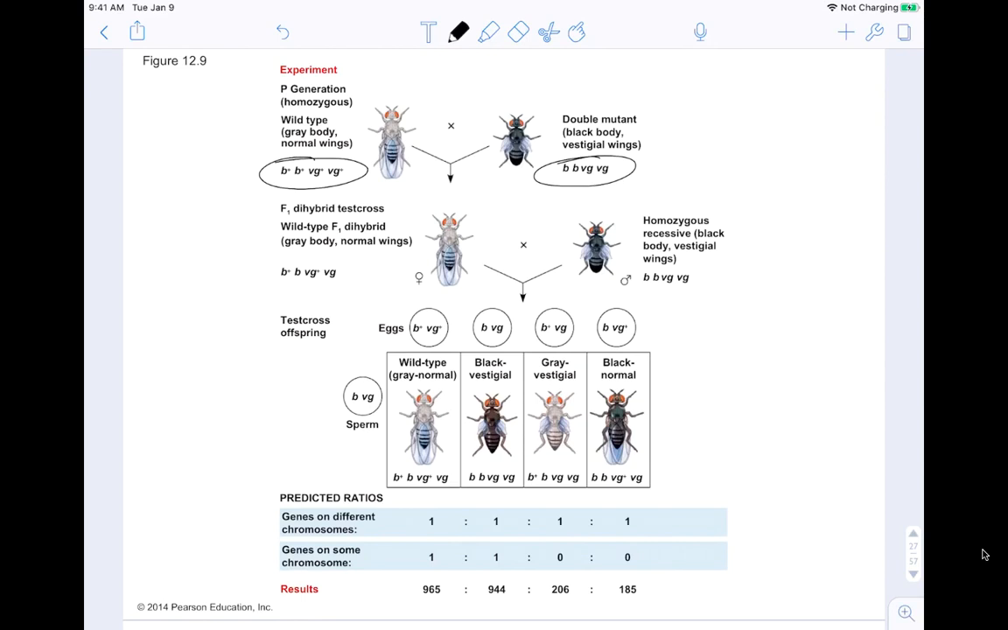With the F1, so their offspring, when you do a test cross with the wild type F1 dihybrids, you can see here that we have these traits that we're studying. So you have the wild type F1 dihybrid, which is a gray body and normal wings.